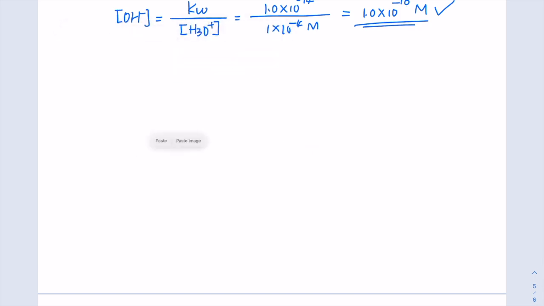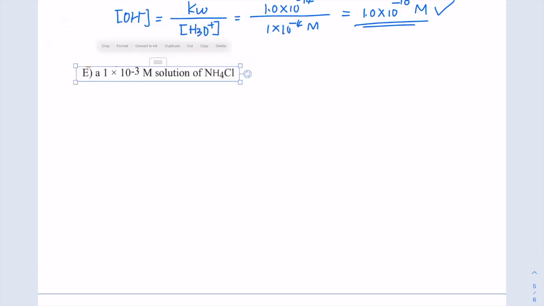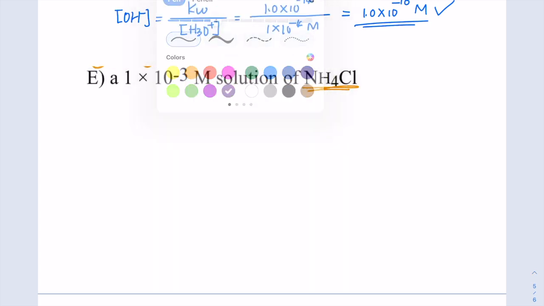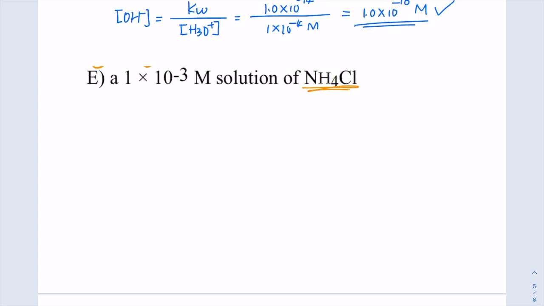So for E, we'll have to think about what we have as a solution. Okay, so let's see what this is. That's ammonium chloride. You go, oh, that's a salt. How does a soluble salt behave? It's going to be 100% dissociating into ions. So in this solution, you have ammonium ion and chloride ion. Which one will be affecting hydroxide or hydronium ion concentration? Which one will not affect it? That's chloride ion, which is pH neutral. So we don't need to be concerned about that.